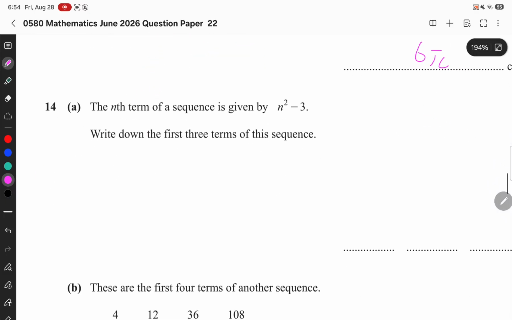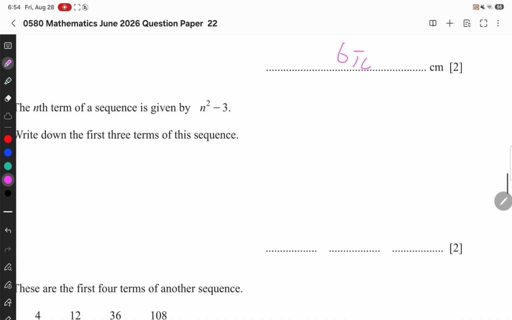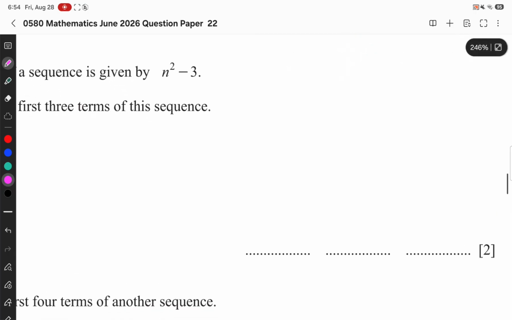The nth term of a sequence is given by this. Write the first 3 terms of the sequence. So we plug in 1, and we get 1 minus 3, which is negative 2. 2 squared minus 3 is 4 minus 3, which is 1. 3 squared minus 3 is 9 minus 3, which is 6.